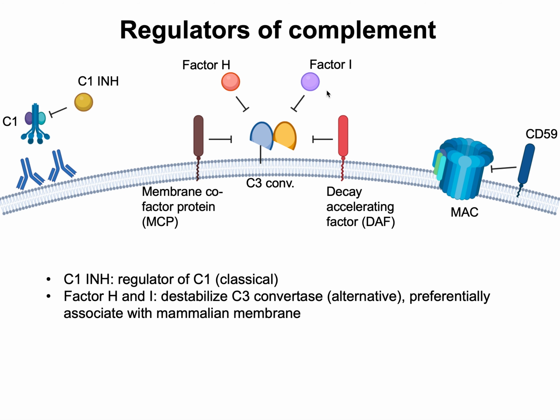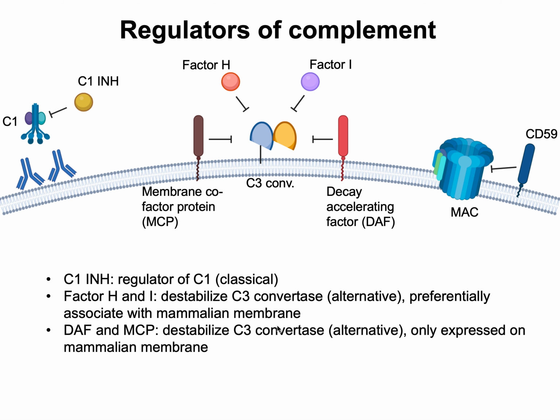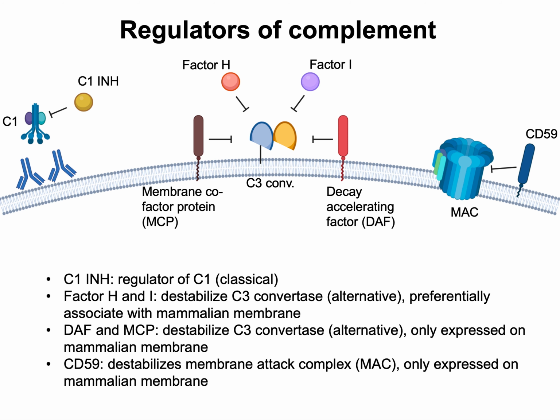Two soluble factors, factor H and factor I, destabilize the C3 convertase, and these factors preferentially associate with mammalian membranes. And there are two membrane-bound factors, membrane cofactor protein, or MCP, and decay accelerating factor, DAF, that also destabilize the C3 convertase. And lastly, there's another membrane-bound factor called CD59, and this destabilizes the membrane attack complex. And again, CD59, DAF, MCP, these are really only expressed on the membranes of mammalian cells.